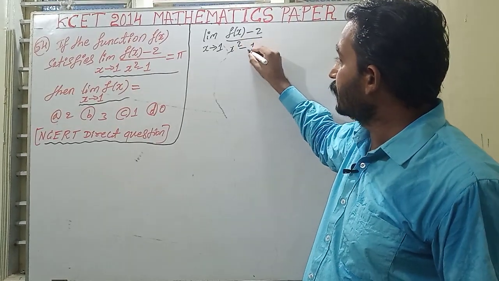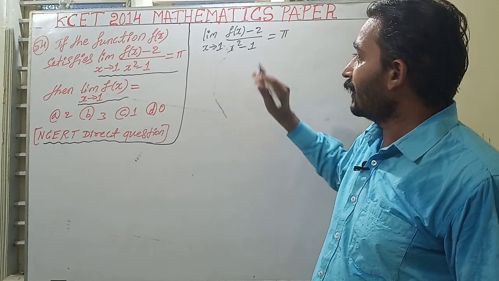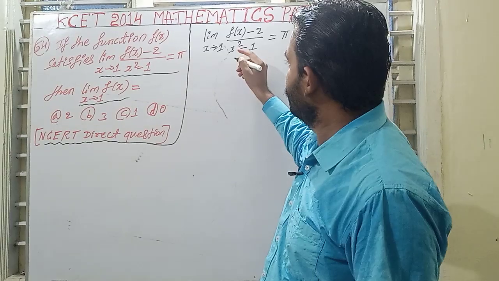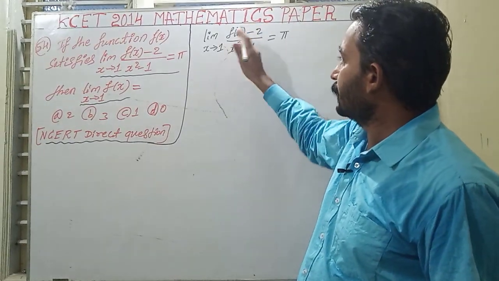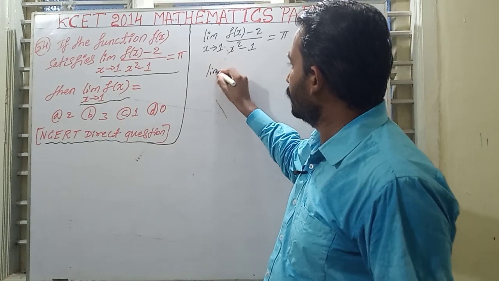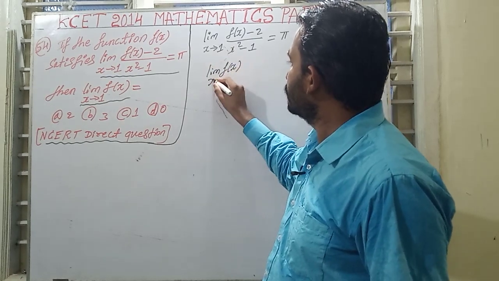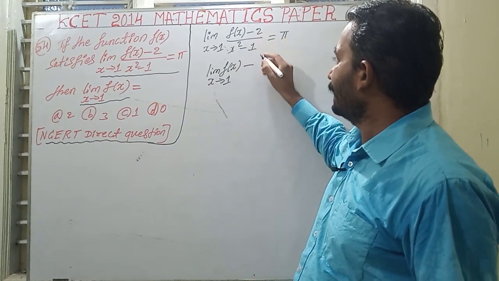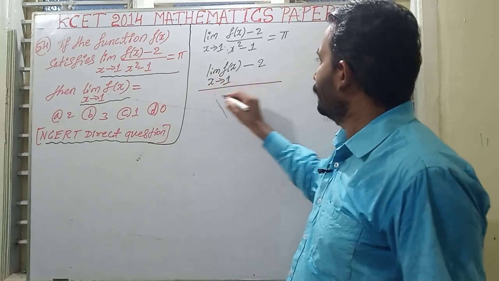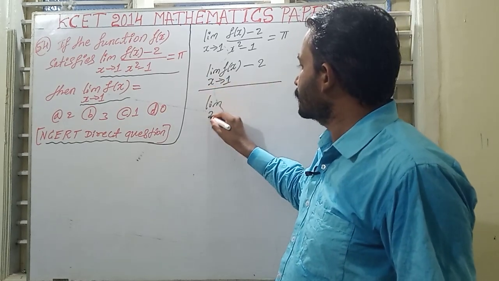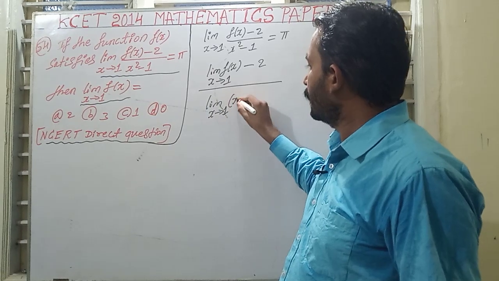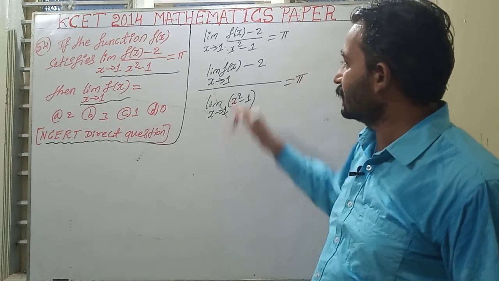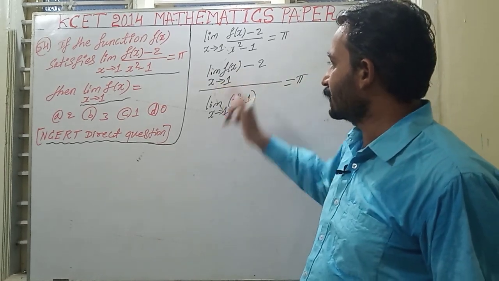X square minus 1 equal to what? Pi. So according to the rules of limit, apply to both the numerator and denominator, and also terms. Now limit f of x as x tends to 1 minus the constant function, limit applies. All divided by limit x tends to 1 of x square minus 1 equal to what? Pi. So we have to find out in this case limit f of x as x tends to 1.